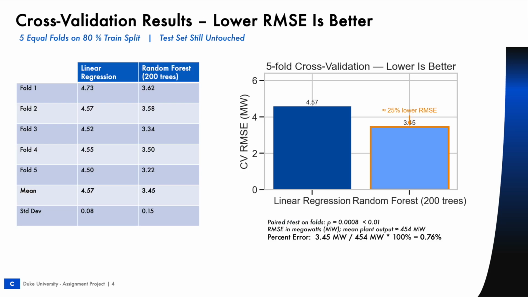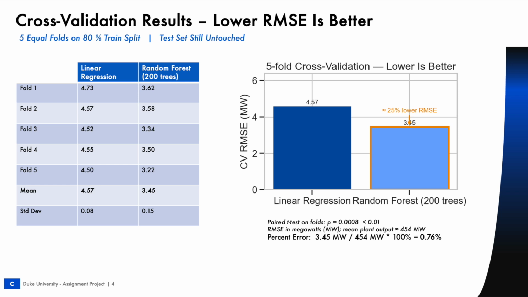Here are the cross-validation scores. 5 folds, same splits, 2 models. The linear baseline lands at 4.57 megawatts on average. The random forest drops that to 3.45 megawatts, a 25% improvement. Every fold tells the same story: blue bar higher, light blue bar lower. A paired t-test confirms the gap is real. P equals 0.0008. Why the forest wins?